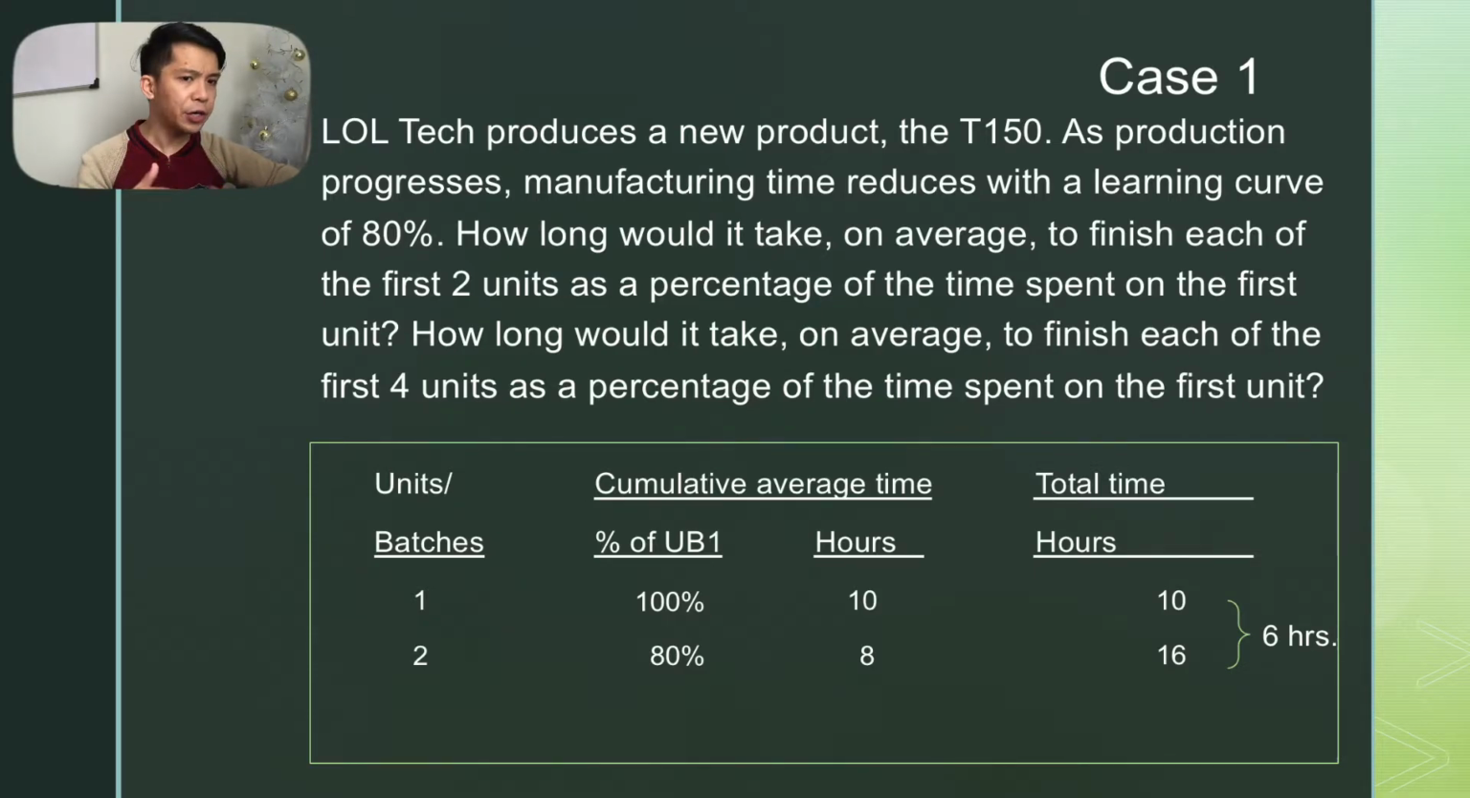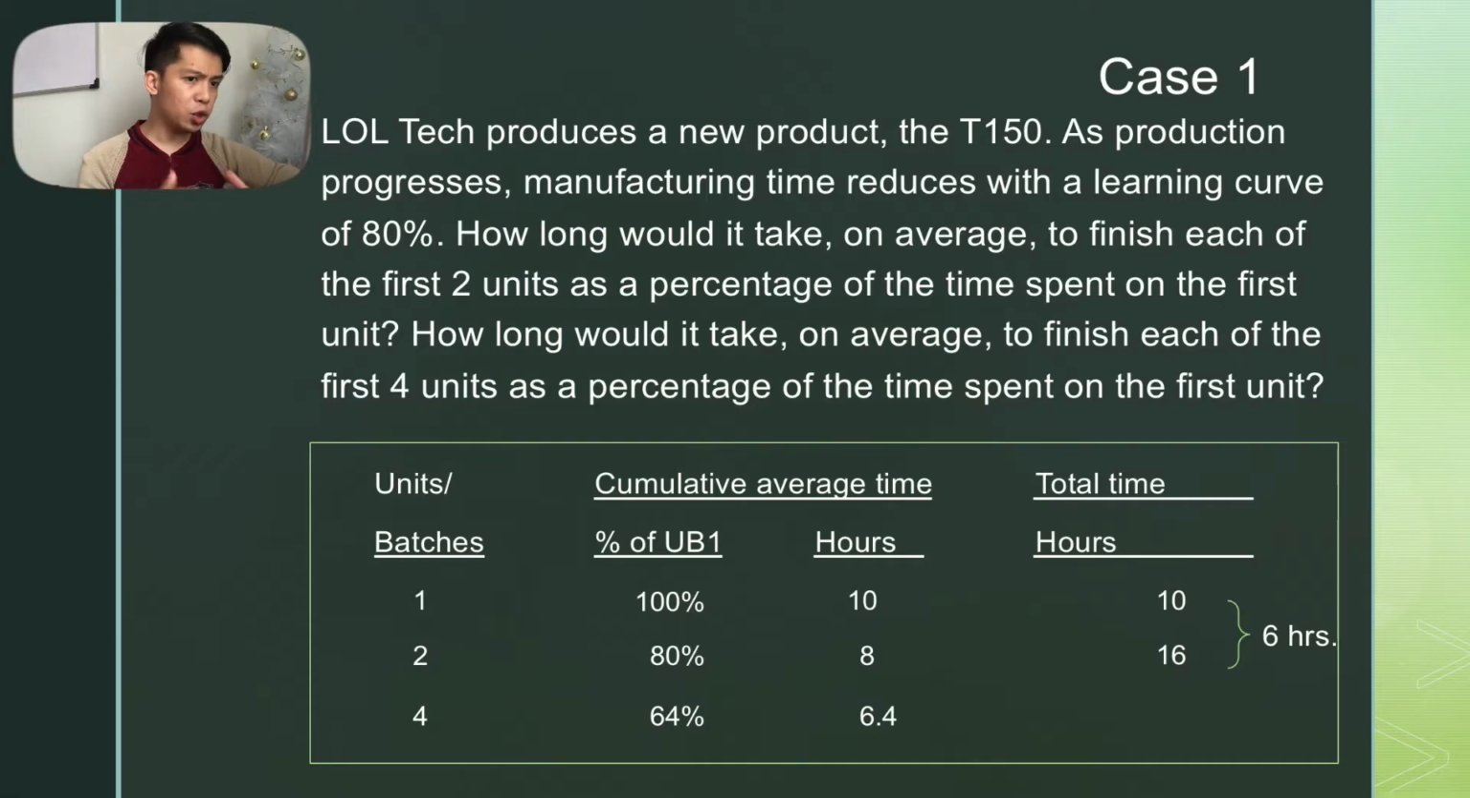We would double further to answer the second question. From 2, we will double to 4. What would happen is, the cumulative average time it takes to produce 4 units would be 80% of the previous doubling. So if the previous doubling is 80% of the first unit, 80% of 80%, that would be 64%. Should you be interested in knowing the cumulative average time in order to produce the 4 units, again, average of the 4, that would naturally be 6.4.